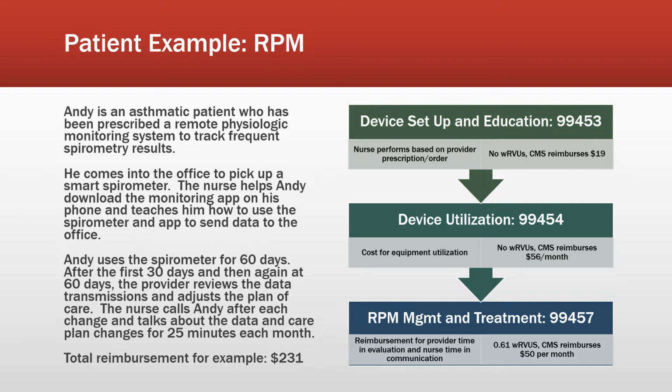The last code is the management and treatment plan changes. And this is for the reimbursement for provider time and evaluation and nurse time in communication. And this is worth 0.61 RVUs, and CMS reimburses $50 per month. So if you look at Andy's example, Andy was in a program for 2 months. So all of that added together is $231 from the Medicare fee schedule.